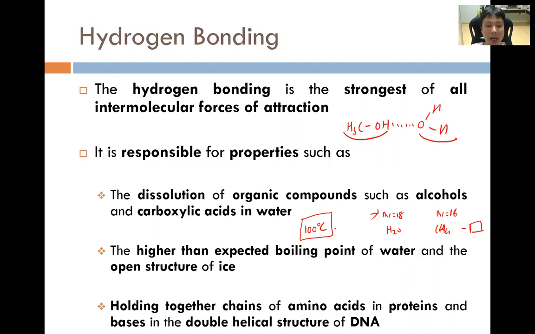Okay? And it's also important for holding together chains of amino acids in proteins and bases in the double helical structure of DNA. If you look at DNA, there are many amino acid residues, and the amino acid residues can interact through hydrogen bonding, and hence they are able to be contained within a double helical structure so that DNA can be packed closely within the nucleus of the cell.